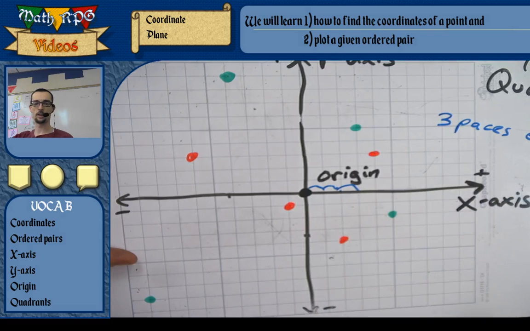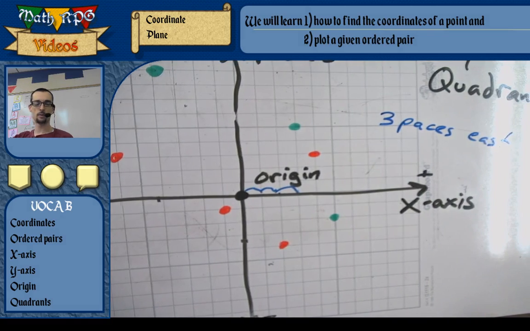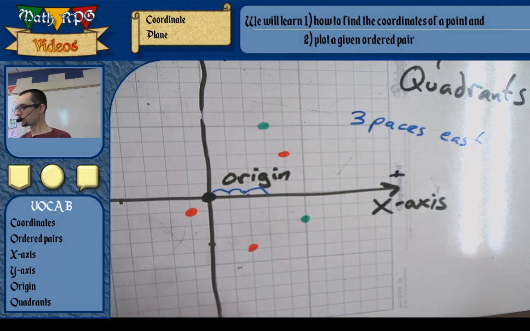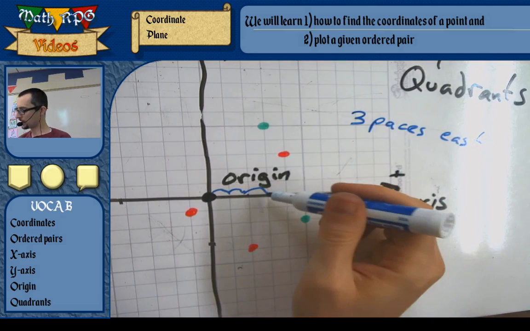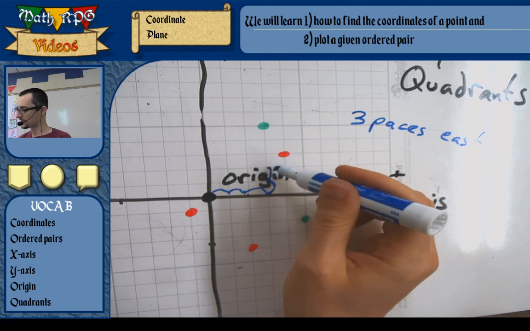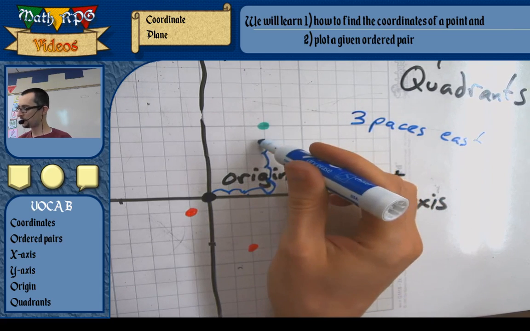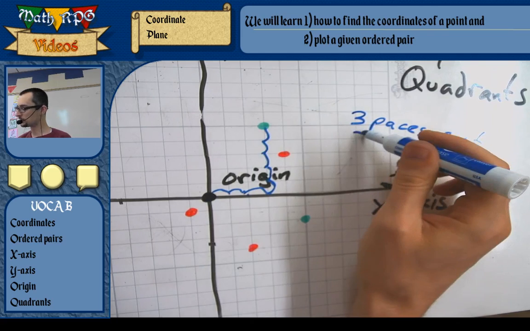All right, and I know you can't really see that anymore. I'm going to move over a little bit. 3 paces east, and then he says, okay, now you're going to turn and head north. 1 pace, 2 paces, 3, 4, 5 paces north.